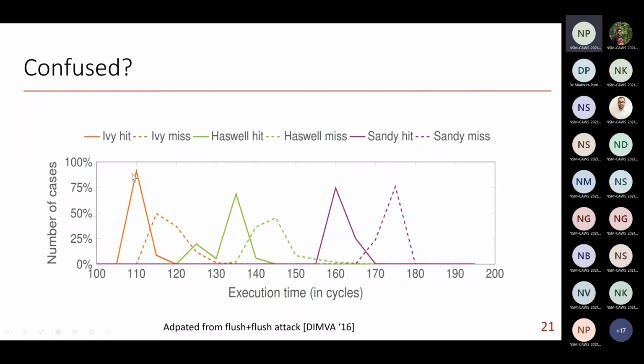Having said that, these attacks are extremely noisy because you can see the gap is just a few cycles, 5 or 10 cycles. So in a real system with multiple processes running, this attack is not that effective. And then you may not be able to deduce or differentiate whether the victim has accessed it.